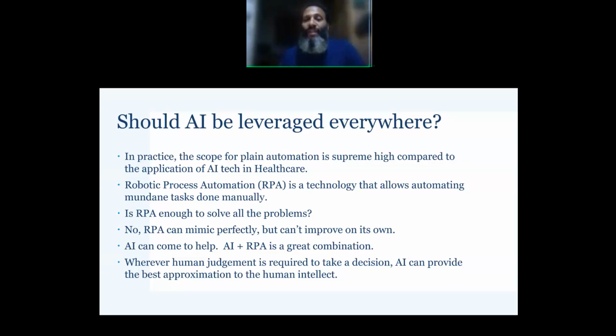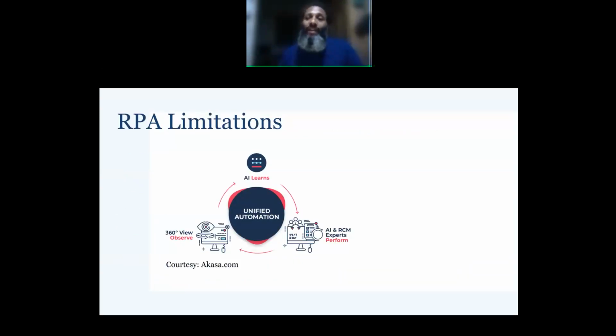Let's quickly look at what RPA does internally. So I just borrowed this picture from Akasa. Akasa is one of the popular RPA providers, like UiPath. There's another company called UiPath. They have probably the largest market share of RPA. And Akasa is a new company which has come in, and they're also sweeping the market with their solutions. So I just borrowed this picture from there.